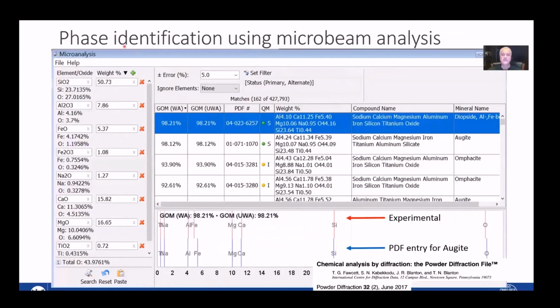We have the capability of doing phase identification using microbeam analysis. In this case, you can enter in data from either an X-ray fluorescence or microprobe fluorescence analysis, put the elemental data in or put the oxide data in, and then do a phase search. And you can say, here's what my sample looked like. Are there any phases in the database that give a similar elemental composition? And you get probability factors with goodness of match between your data and the data that was published based on compositions of phases in the powder diffraction file.